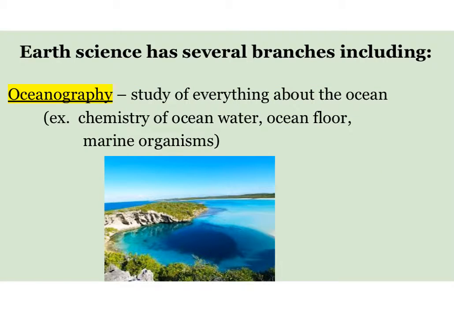Another branch or category of earth science is oceanography, and that's the study about everything about the ocean. Has it in the word, that's pretty obvious. So this could be the study of the chemistry of the ocean water, like what kind of chemicals are in it, what kind of minerals are in it, what's it made up of.